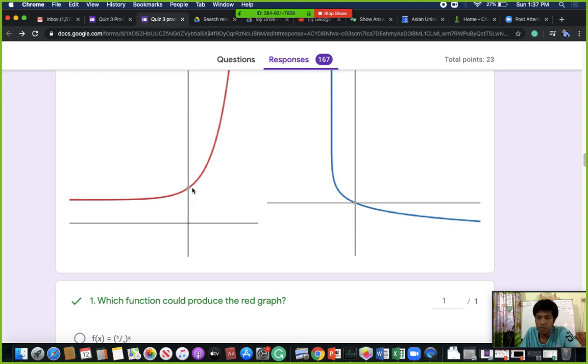Is it 1 comma 0? Is it 2 comma 0? But for sure we know that this graph is not near the x line. That means the graph moved some units up. What is that some unit? We do not know because the value is not given. But we know that the graph moved some units up. That's for sure. That is what we know.